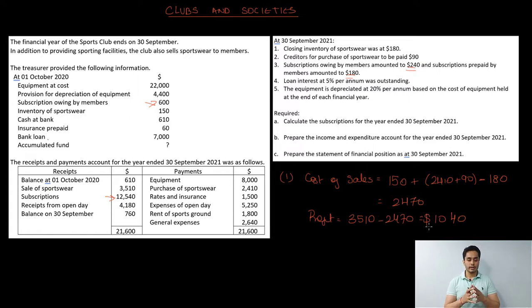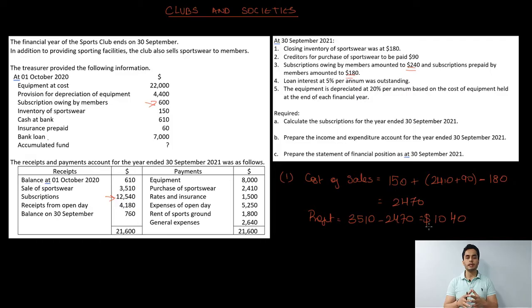Going ahead with our receipt side, we have subscriptions, but subscriptions for the year have already been calculated at 12,000. We will put directly that in the income and expenditure account. Receipts from open days, that is a part of the income, 4,180. But if you see the payment side, there is also an item which is expenses for open day.